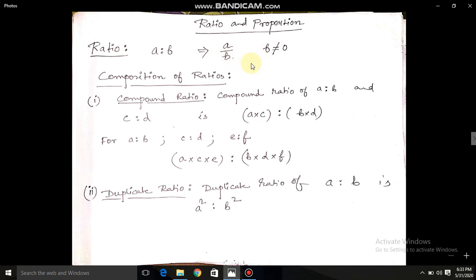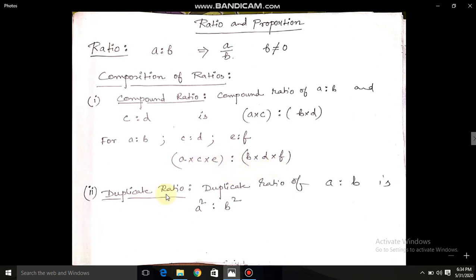Okay, now composition of ratios. There are different kinds of ratios. Now, what is compound ratio? Say you have two ratios, A is to B and C is to D. The compound ratio is A into C is to B into D. That is, the numerators we are multiplying is to the denominators we are multiplying. Understood? Similarly, if we have A is to B, C is to D and E is to F, three ratios, then A into C into E is to B into D into F.